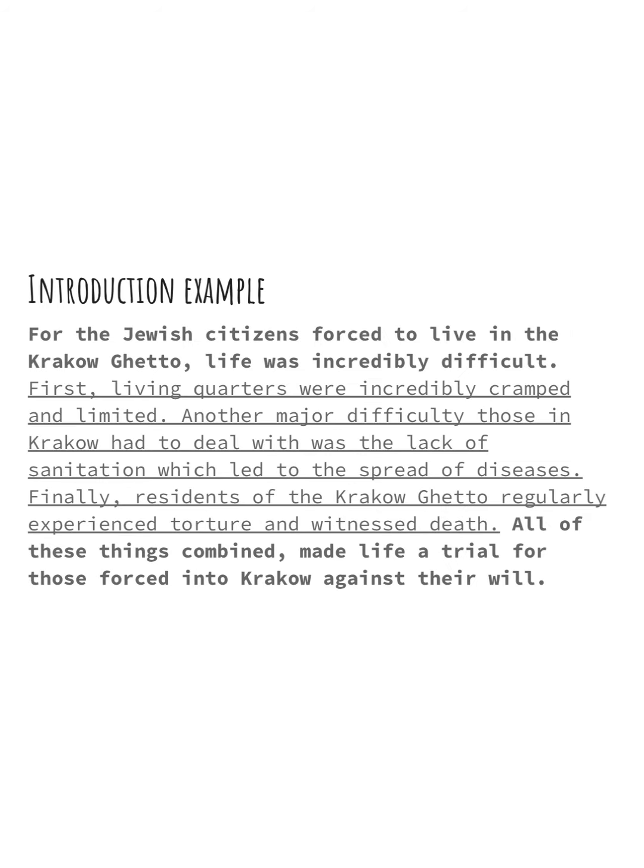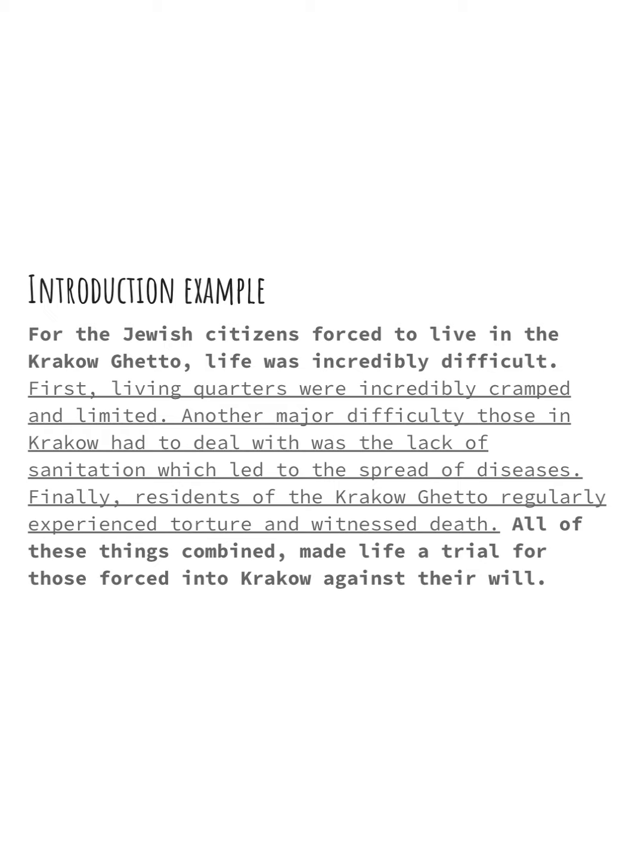All right, here is another example. I start with my thesis. For the Jewish citizens forced to live in the Krakow ghetto, life was incredibly difficult. And then I use the transition words for my 3 subtopics. First, living quarters were incredibly cramped and limited. Another major difficulty those in Krakow had to deal with was the lack of sanitation, which led to the spread of diseases. Finally, residents of the Krakow ghetto regularly experienced torture and witnessed death.